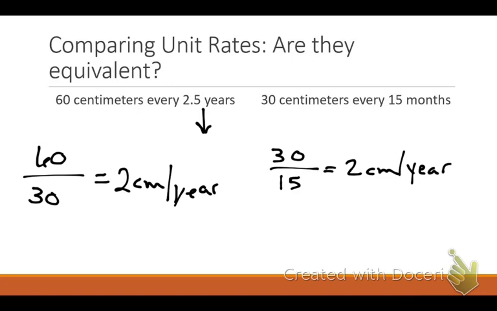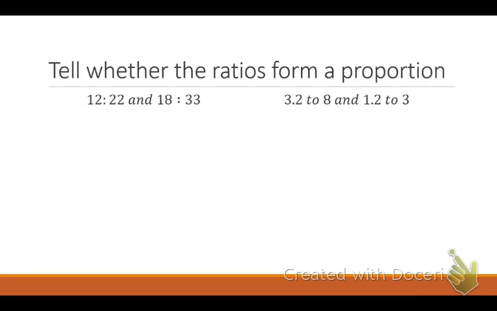So what would be the comparison here? Are they equivalent? Yes. And I'm showing that by comparing them in the same rate. If I had divided 60 by 2.5, I would have said no, and then my answer would have been wrong. So make sure they're in the same unit.